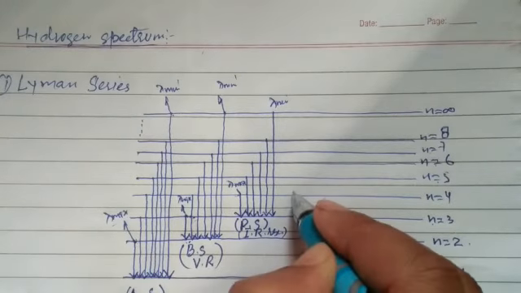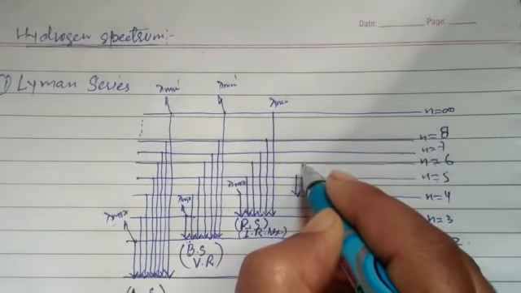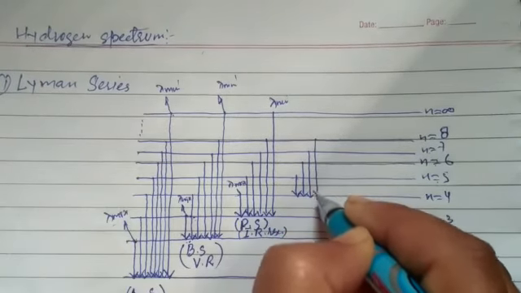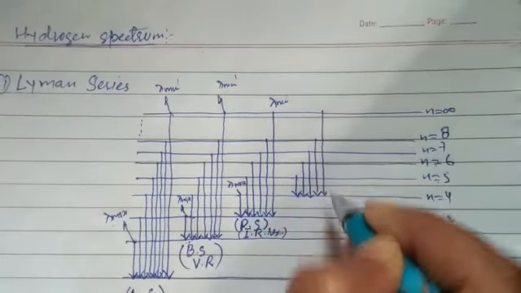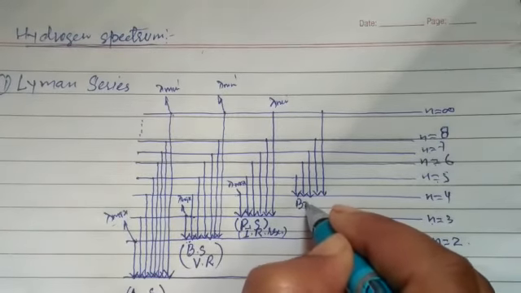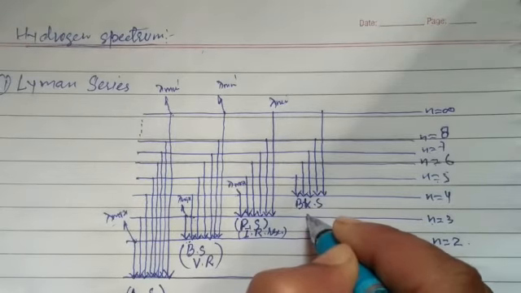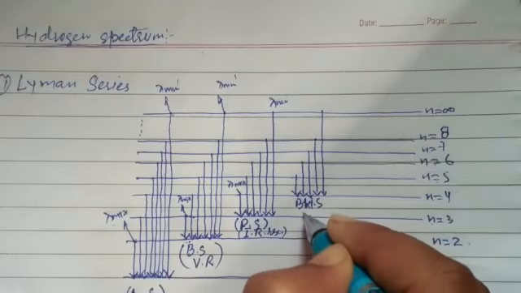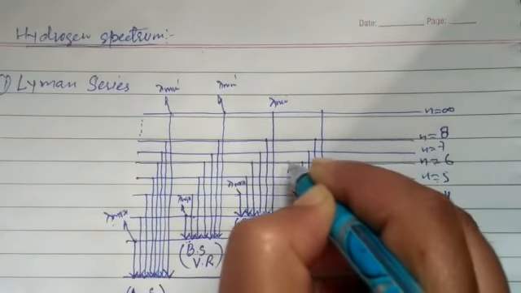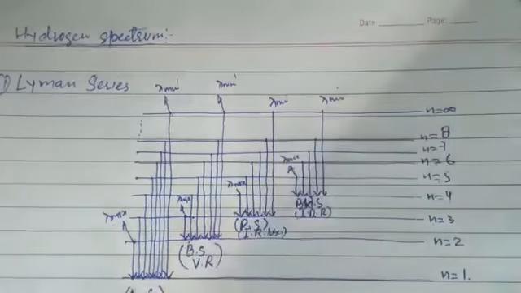Then there is another series which is called the Brackett series. What is the Brackett series? When the electron de-excites from n is equal to 5 to 4, 6 to 4, 7 to 4, 8 to 4, and infinity to 4, we have another series called the Brackett series, and it also falls in the infrared region. So this will correspond to lambda max, and this will be the lambda minimum for the series.